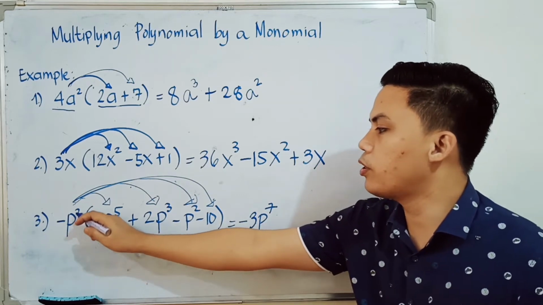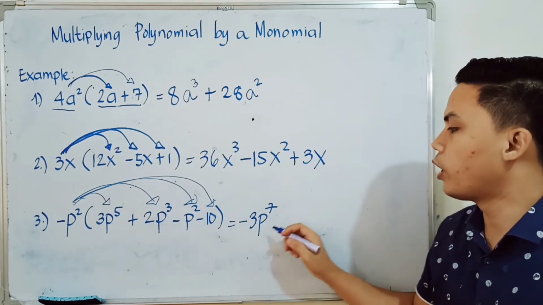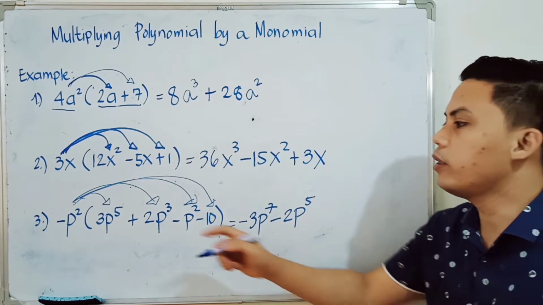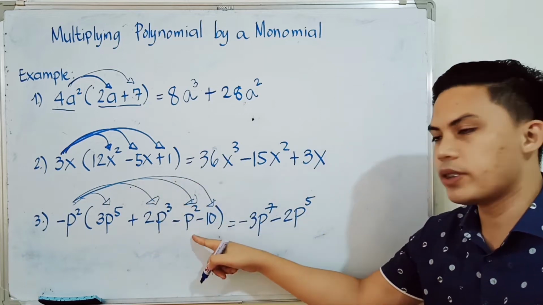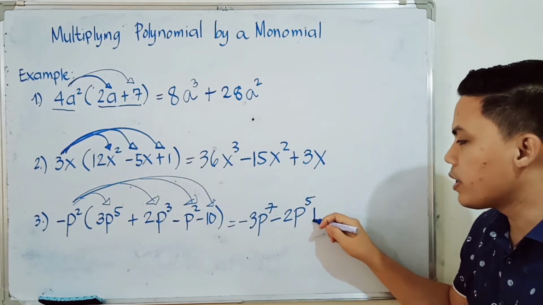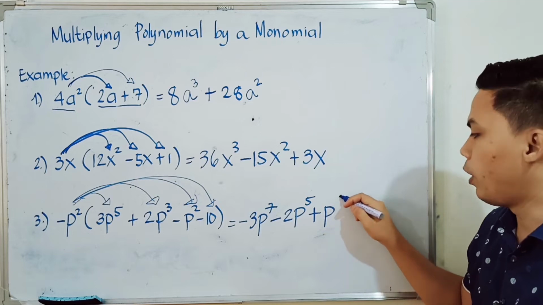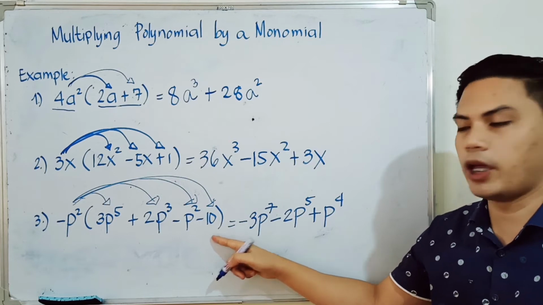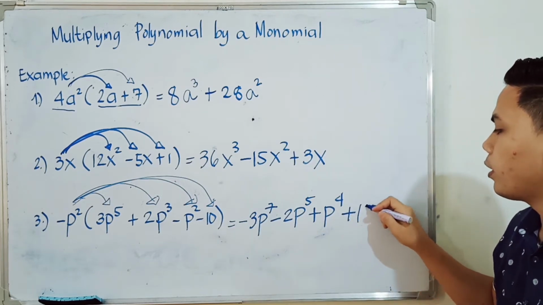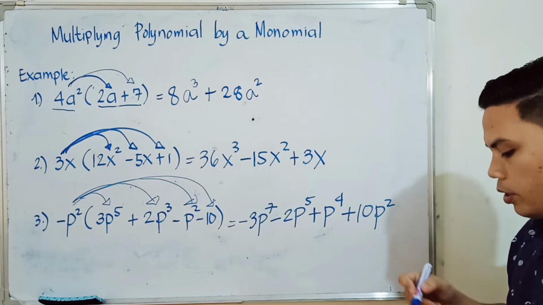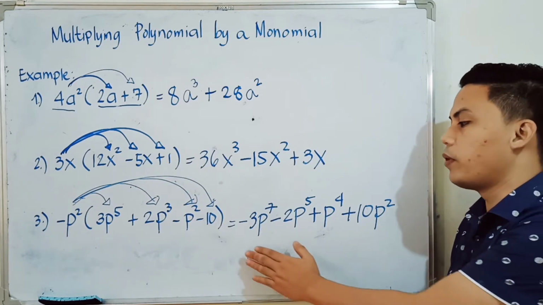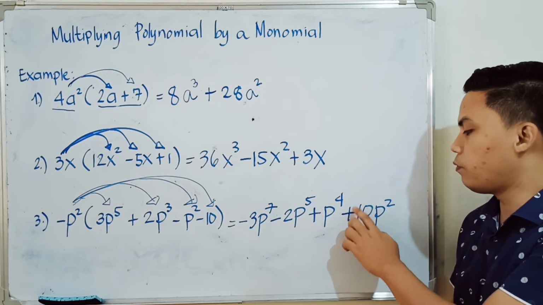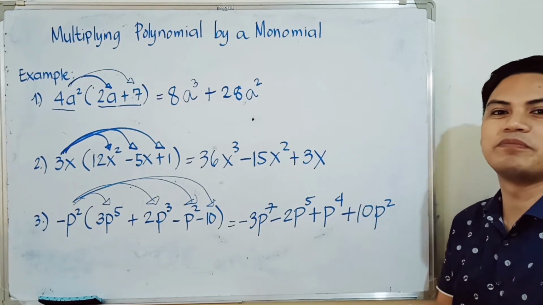Okay? Then negative p squared times 2p cubed. That will be equal to negative 2p raised to 5. And negative p squared times negative p squared, we will have positive p raised to 4. And finally, negative p squared times negative 10, we will have positive 10p squared. So this would be our final answer now. We have negative 3p raised to 7 minus 2p raised to 5 plus p raised to 4 plus 10p squared.